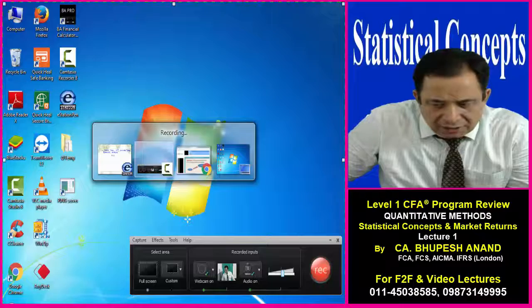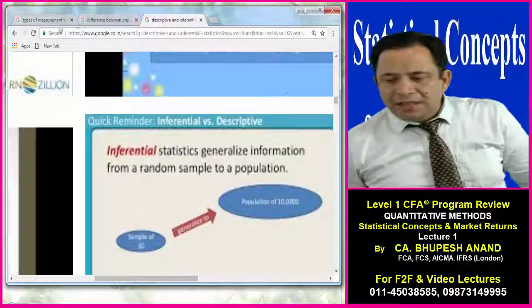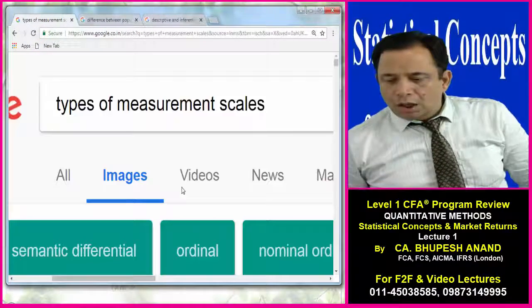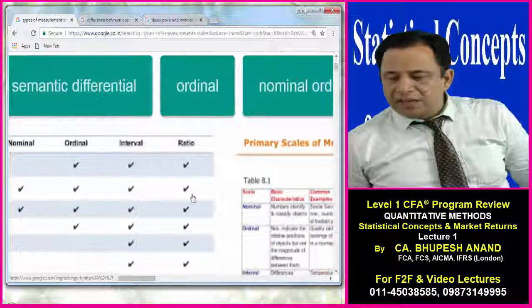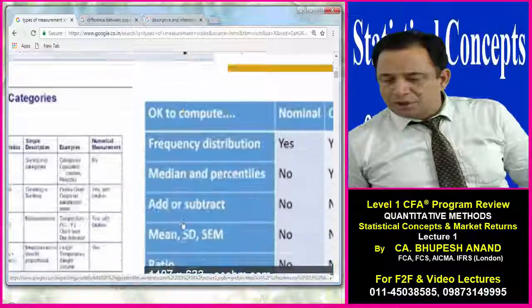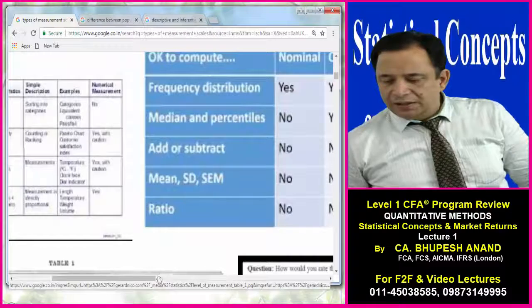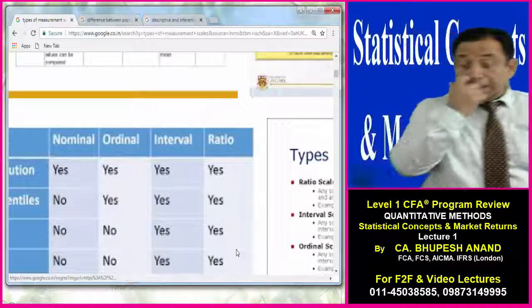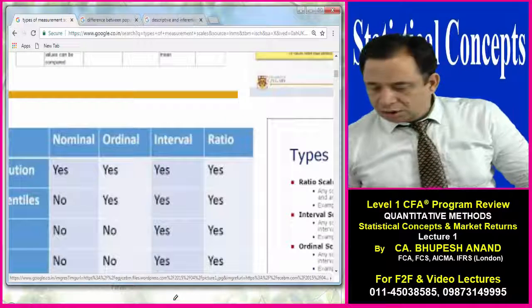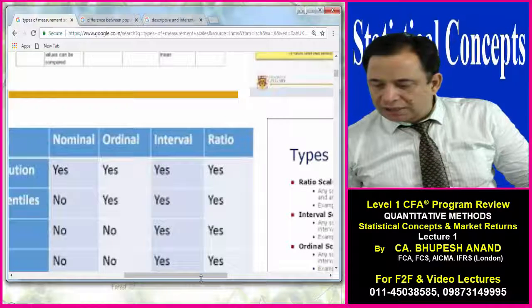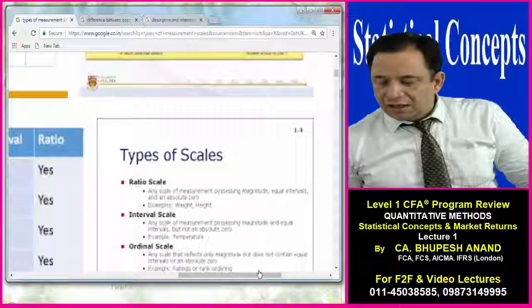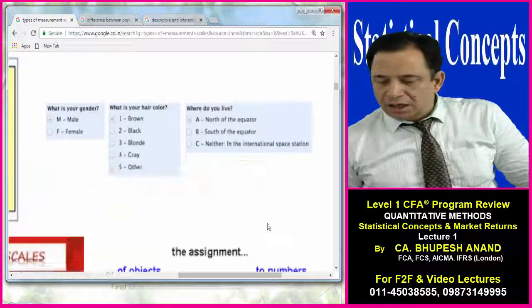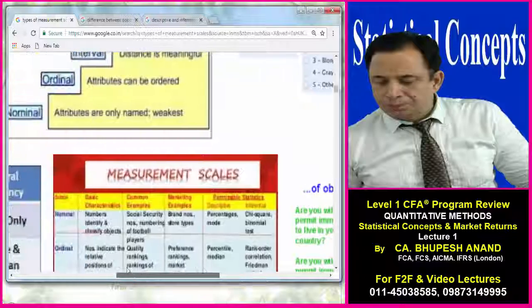So let me start with Google. What is Google telling me about types of measurement scales? How many types of measurement scales are there? Nominal, ordinal, interval, and ratio. So these are the types of scales which are there, as I have just told you.